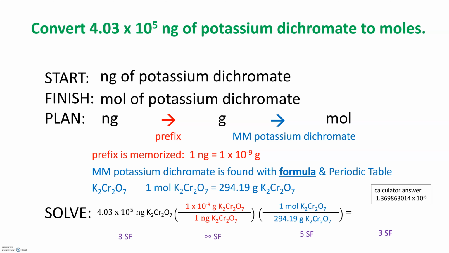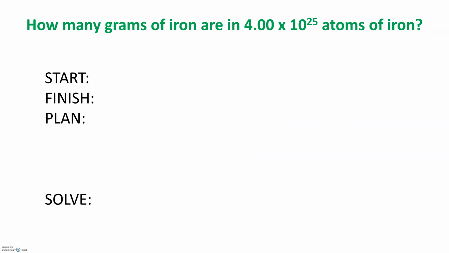My calculator gives me this result. Now I need to round it to 3 significant figures. Again, there's a 9 there. 9s are always trouble for us, so be careful in your rounding. 1.37 times 10 to the minus 6 moles of K2Cr2O7.